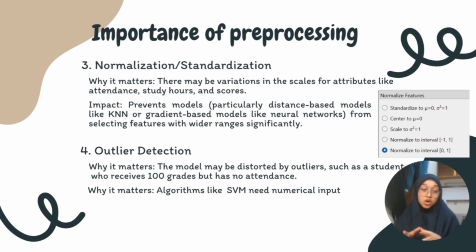Features like scores, attendance, and study hours are usually on different scales. Without normalization, models may place more importance on features with larger ranges. Standardizing the data helps the model treat all features fairly, especially in algorithms that rely on distance or gradients. Lastly is outlier detection. Outliers such as students with perfect scores but no attendance can mislead the model. Identifying and handling these outliers prevents skewed results and improves the model's ability to generalize to new data.